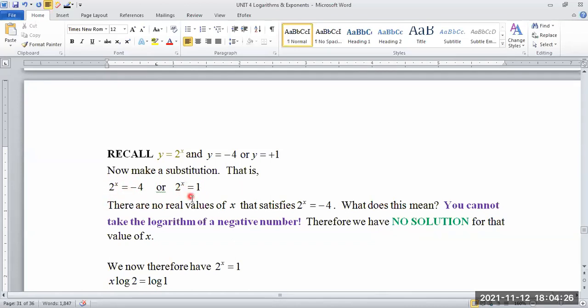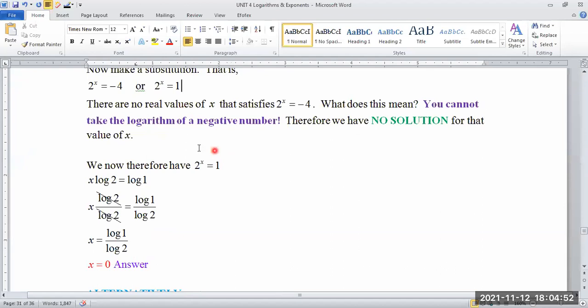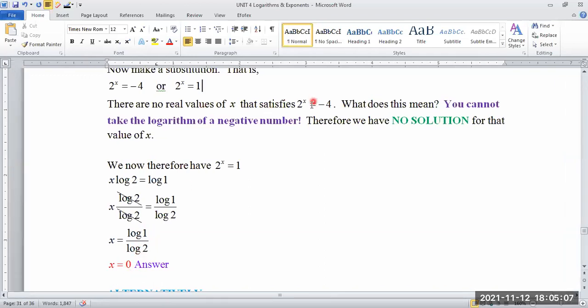Then now we're going to be left with 2 to the x equals 1. We know how to do this, sir, because we spent a lot of time on this last week. Absolutely. We're using a law that says log to the base a of b to the n is equal to n log to the base a of b. So this becomes x log 2 is equal to log 1. I'm dividing both sides by log 2. So I'm going to have x is equal to log 1 over log 2. And when I evaluate this, I get x equals 0.